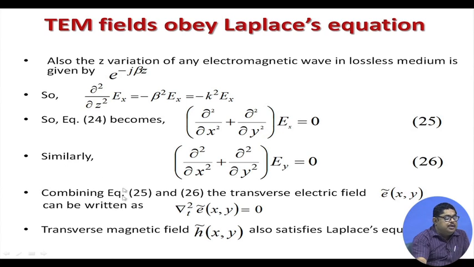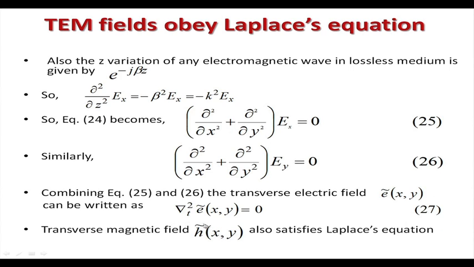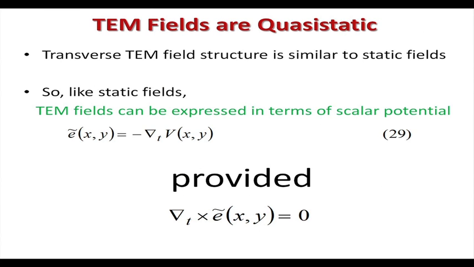Now, if we combine, we can write del t square Exy is equal to 0. Similarly, you can do this for the magnetic field. And now, what is this equation? Del t square means del square del x square plus del square del y square, acting on this. So, this is Laplace's equation. So, the transverse TEM field structure is similar to static fields, because in electrostatics we have seen that electric field and magnetic field satisfy Laplace equation.